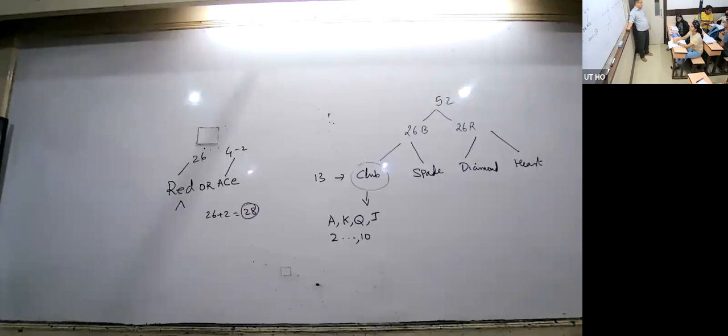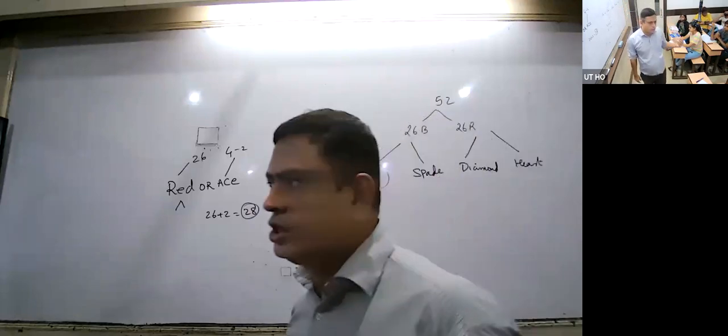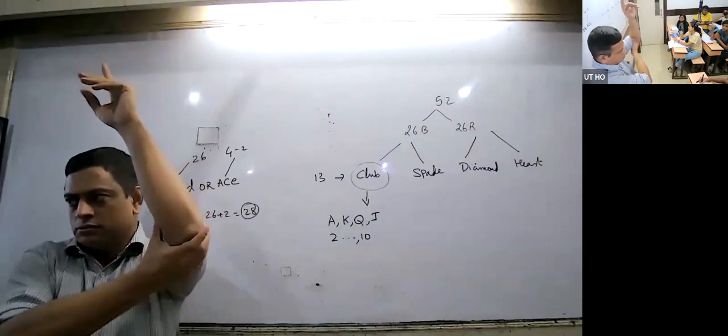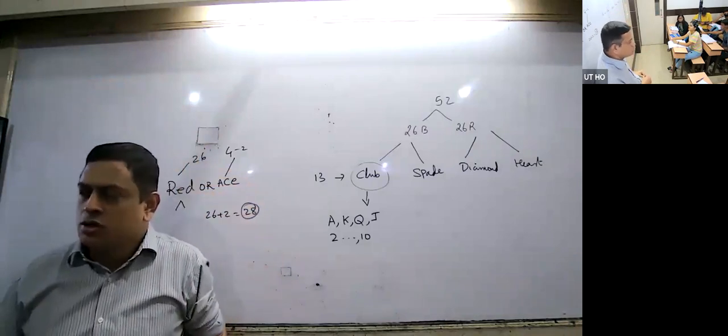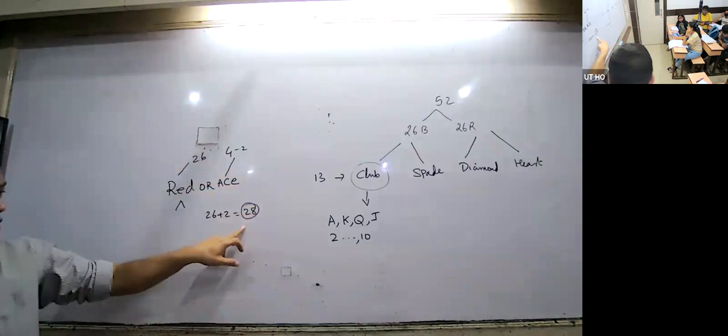Diamond, how many diamonds are there? 13. How many kings are there? Four. 13 and 4. But in diamond, there is one king. So 13 plus 3, 16. Understood or not? What happened? Red or ace, 28. Nice. What is written now here?